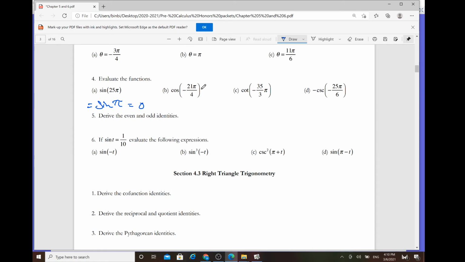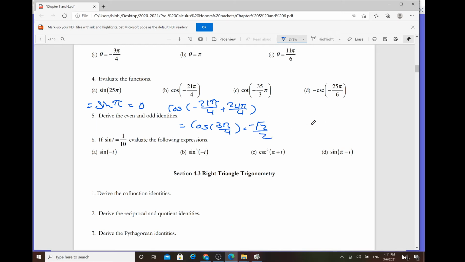And then cosine of negative 21 pi over 4. So you can always find out the positive coterminal angle first. So basically this one, just add 24 pi over 4, basically just adding 6 pi. So we got cosine of 3 pi over 4. So cosine of 3 pi over 4, then that would be considered negative root 2 over 2.